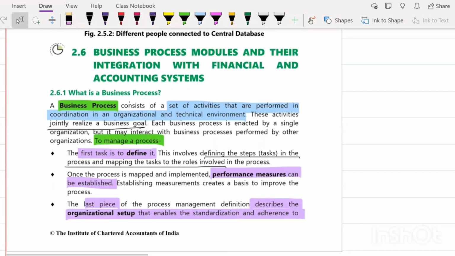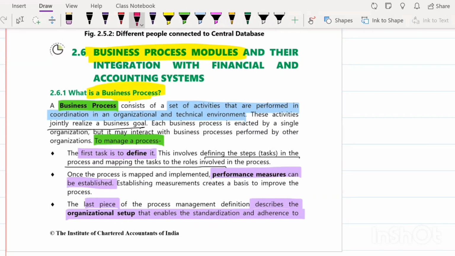Okay, next, we are going to talk about the next topic, which is your business process module and their integrations. Here, specifically, we are going to read what a business process is and how ERP modules are integrated with one another. So first, what is a business process?